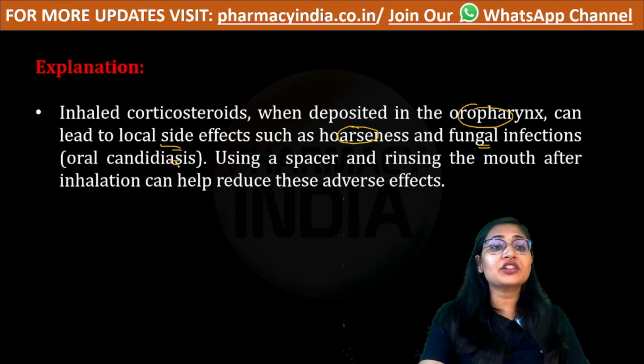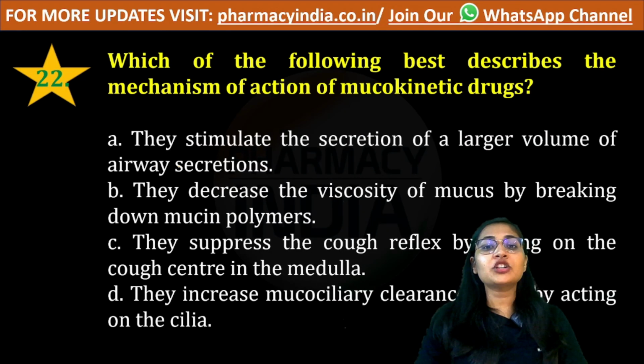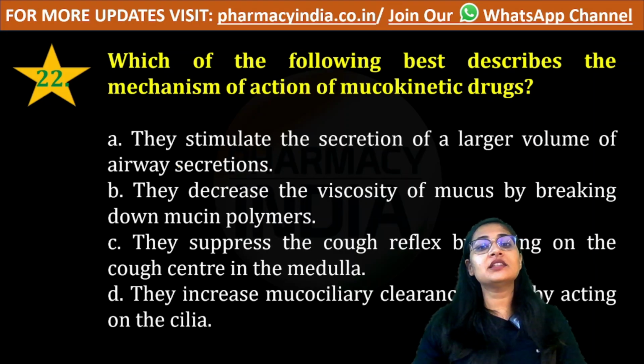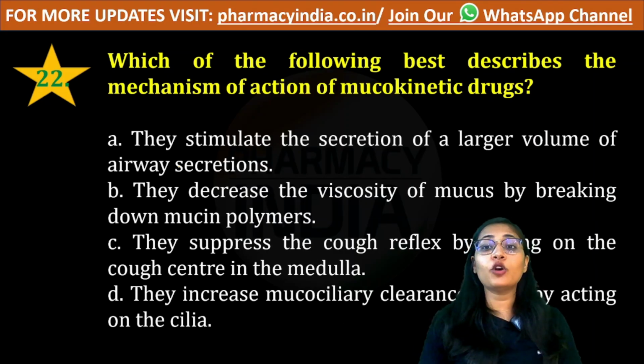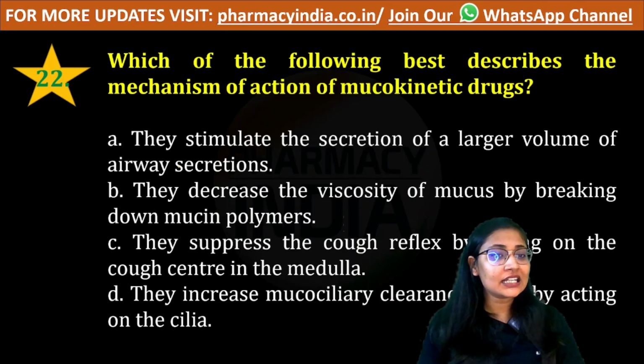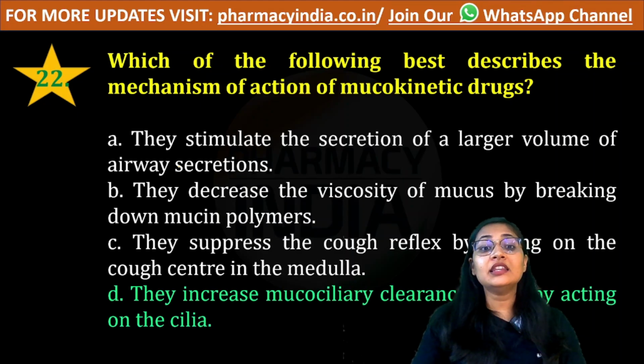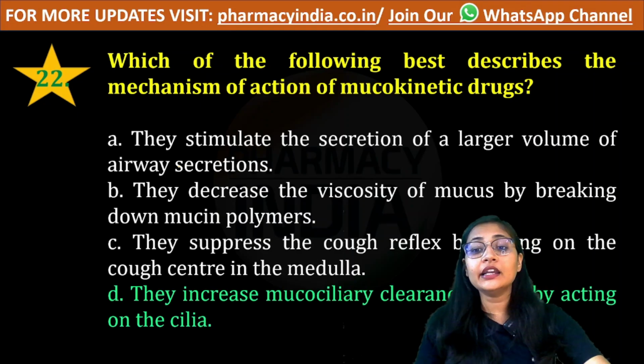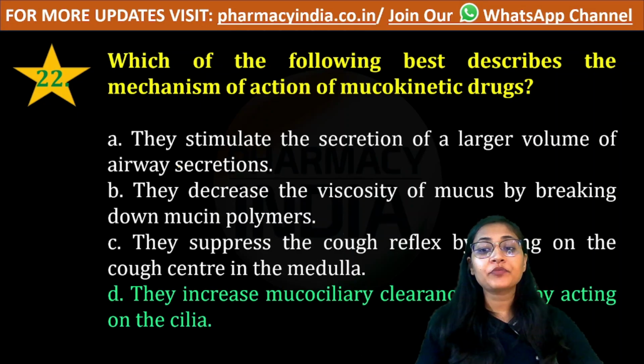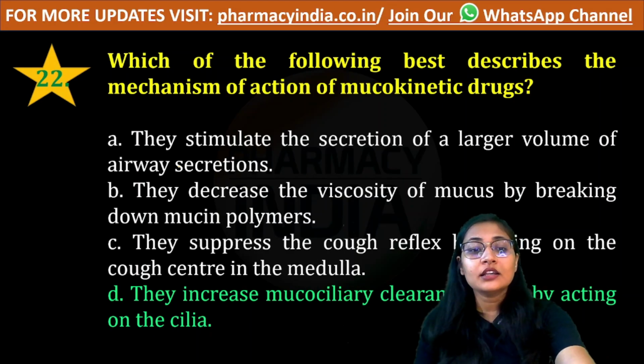Okay, now question number 22. Which of the following best describes the mechanism of action of mucokinetic drugs? Among the following, you have to find out the mechanism of action of mucokinetic drugs. So the correct answer is option number D, that is increased mucociliary clearance, often by acting on cilia.